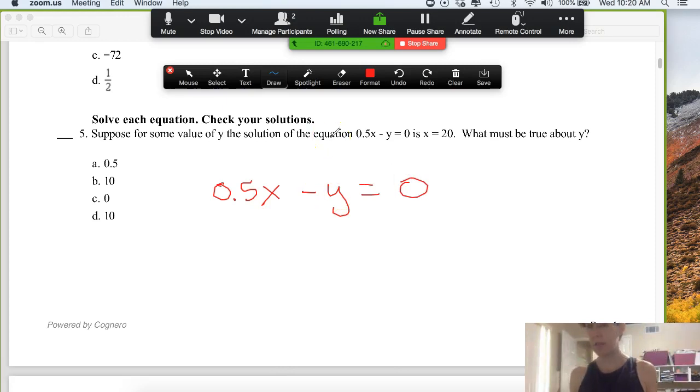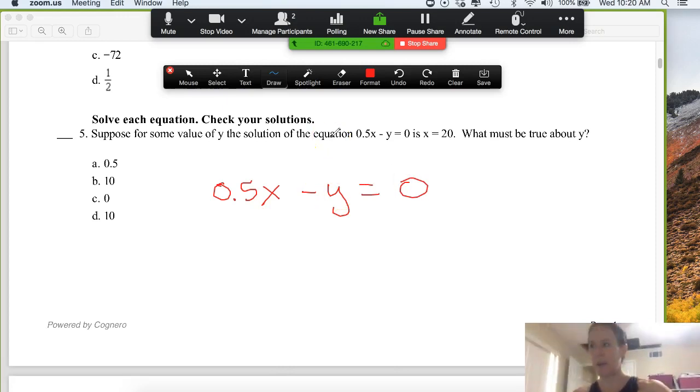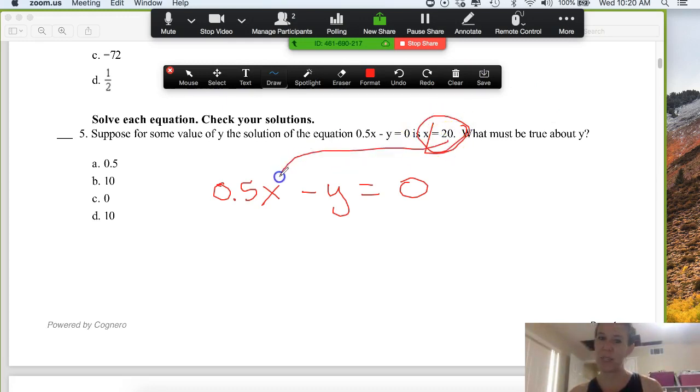How can I solve this when I have an x and a y in my equation? Well, maybe input the x and then solve for y. Good. You know what x is. X is 20. Put that in and then solve for y. So nice work. 0.5 times 20 minus y is 0.